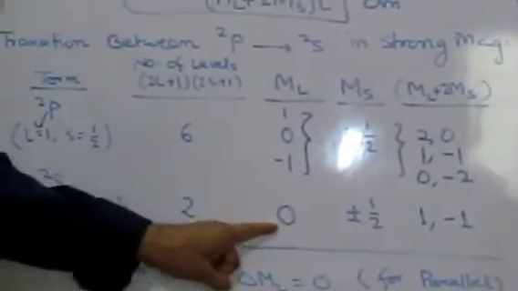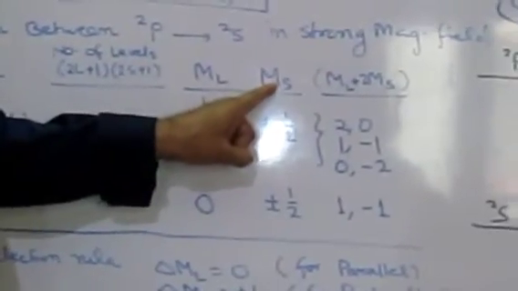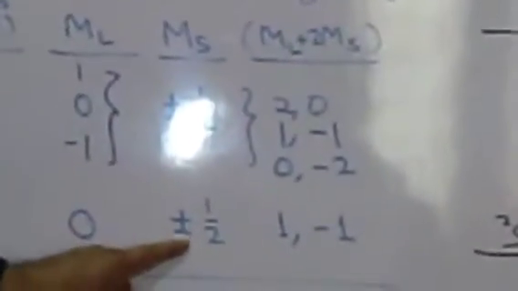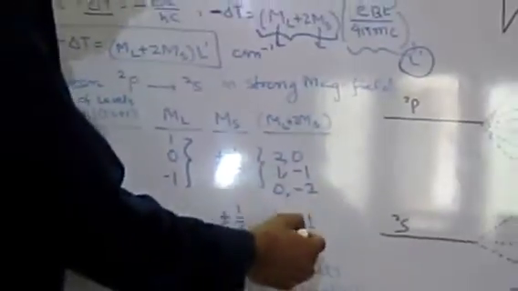For L equal to 1, we have 1, 0, minus 1. For L equal to 0, we have only 0. And for the spin, we have plus half and minus half, and similarly plus half and minus half. So these are just the numerical values of the ml plus 2ms.